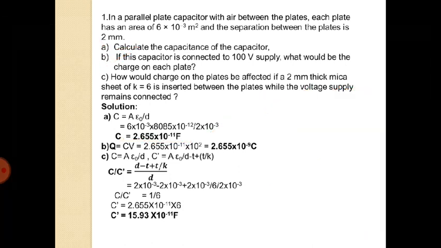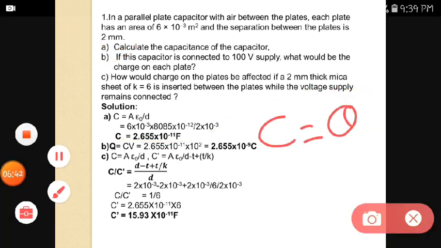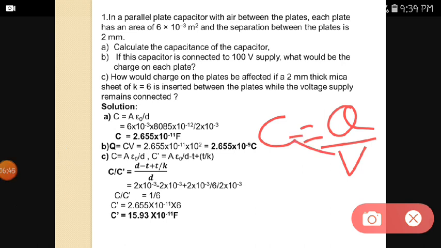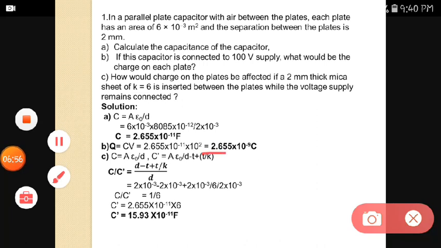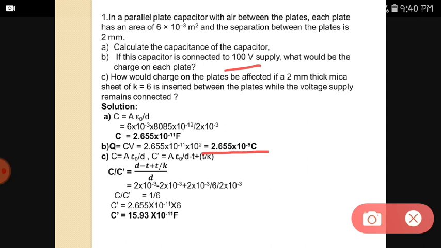So as we know the formula for C, which is Q upon V, what will be Q? Q will be C into V. Obviously we know the value for C, and we know the value for V, which is 100 volt. By substituting, we get this value. What is V? 100. We can write it as 10 to the power 2. So you are getting the value for Q, which is charge, the same 2.655 into, only the power of 10 is changing. Why? Because volt is given as 10 to the power 2. So you have got the value for Q also.